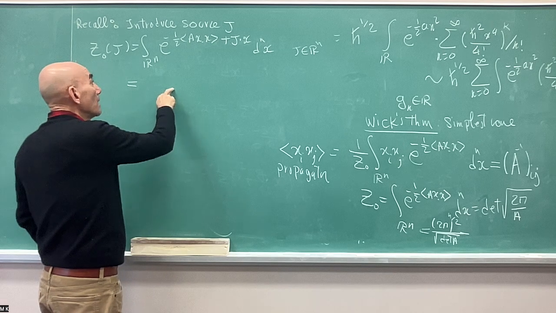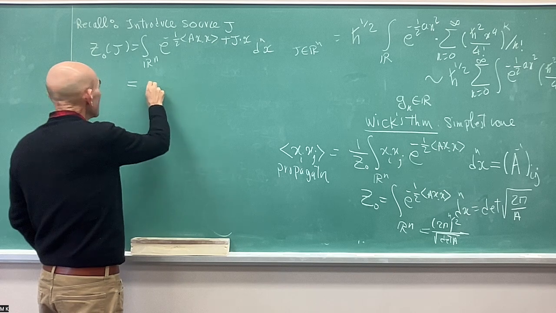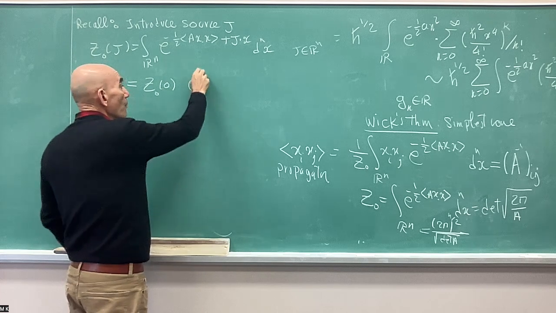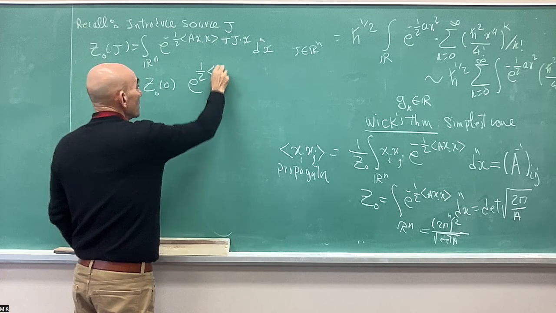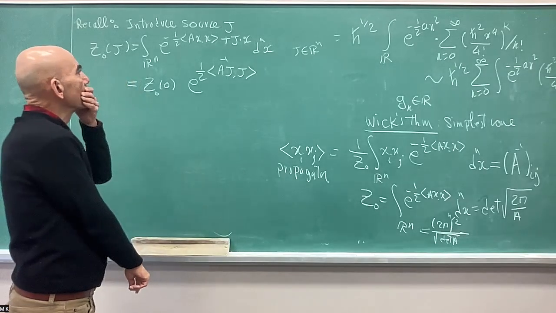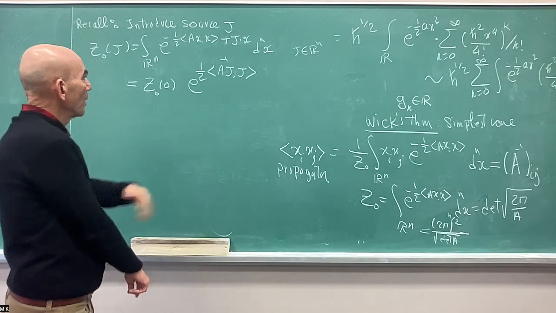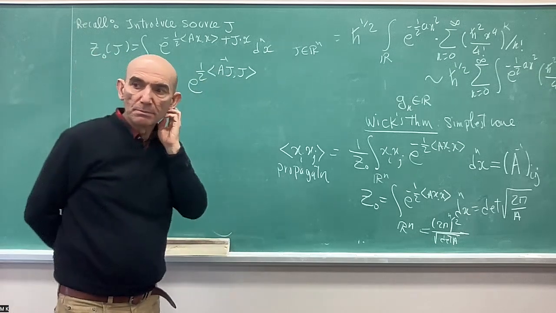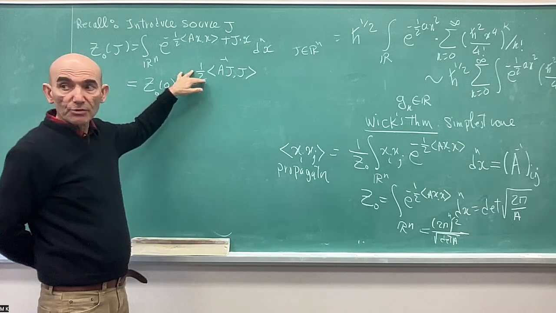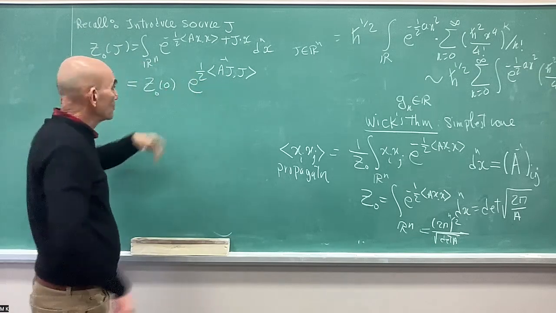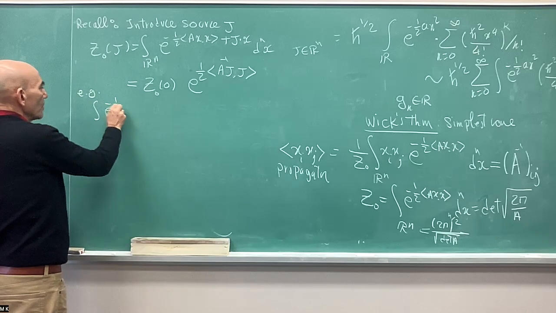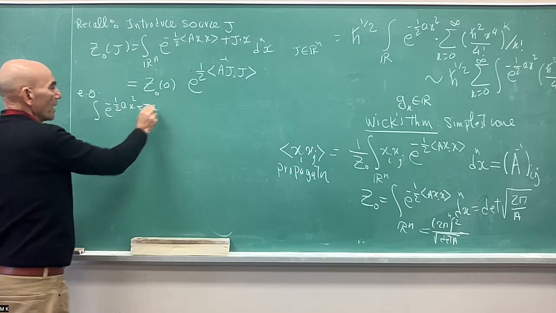It comes to the following: Z0 of 0 times exponential of 1/2 the inner product of A inverse J and J. Are you okay with this calculation? To check this, the easiest thing to do is to look at the one-dimensional case. So let's check the one-dimensional case. This is a check: you're integrating e to the minus 1/2 a x squared plus j x.